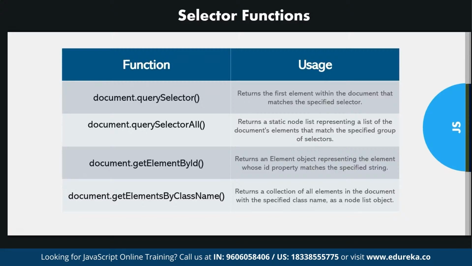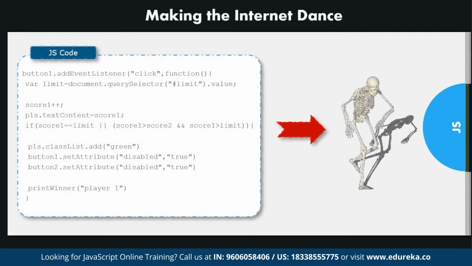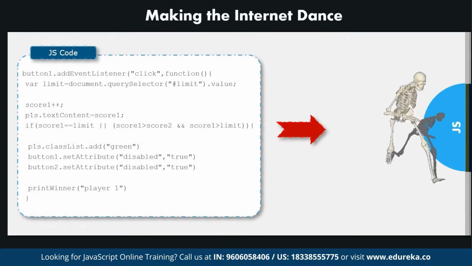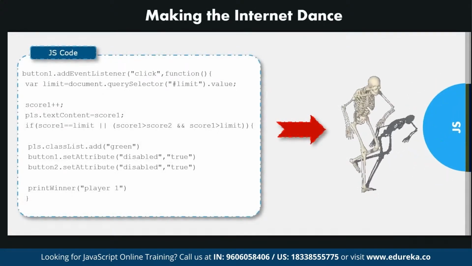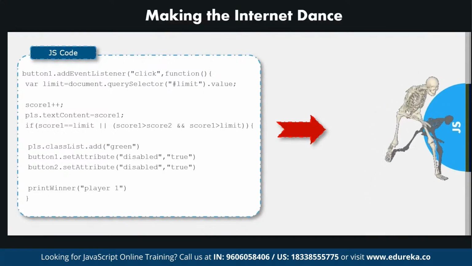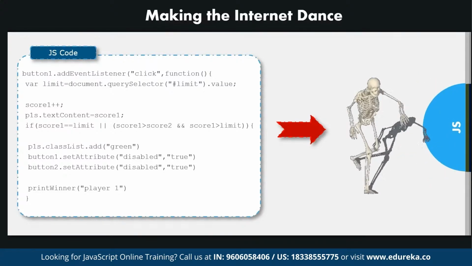Next, we have document.getElementById. This returns an element object representing the element whose ID property matches the specified string. Also, we have document.getElementsByClassName, which returns a collection of elements in the document with the specified class name as a node list object. Now, referring back to the analogy for explaining CSS and HTML, JavaScript fits into the picture as the dynamic actions that the skeleton performs, like dancing as you see here.